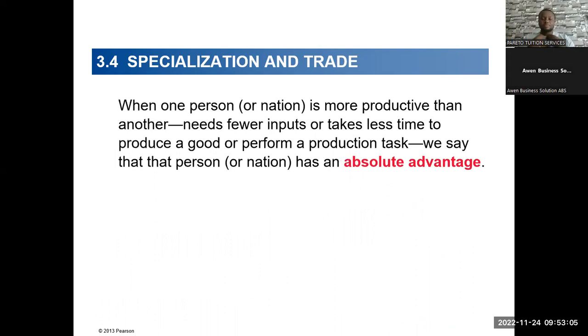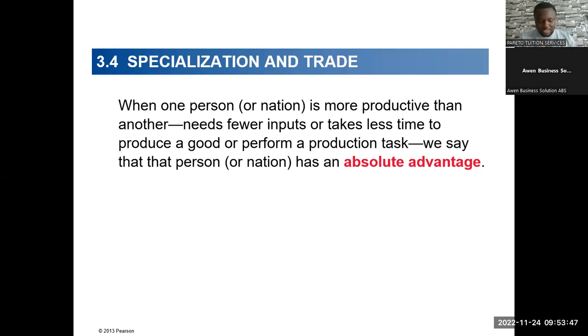Now, assuming you have two economies, and we are all producing the same good, definitely one economy will be more productive than the other. When we say that one production unit is more productive than the other, it means that that unit uses either fewer units of inputs or takes less time to produce whatever amount of goods and services that they want to produce. So just assuming we have economy A and economy B, we are all supposed to produce 10 units of a particular good.